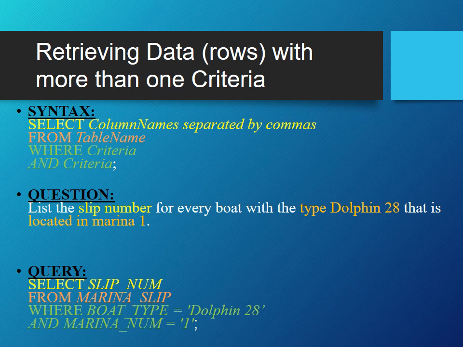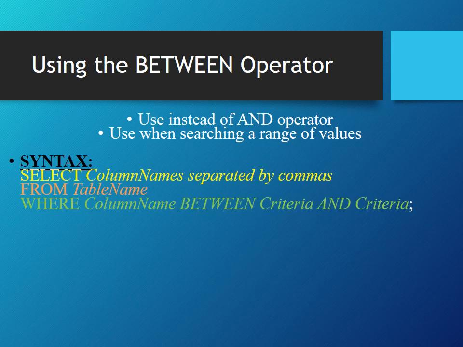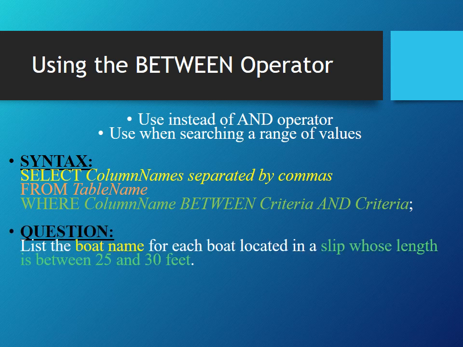Now let's learn about the between operator. The between operator is often used instead of the and operator. You can use it when searching for a range of values. The syntax for the between operator is select column names separated by commas from table name where column name between criteria 1 and criteria 2, and then a semicolon. Notice the keyword between is used in the where clause. Let's apply this to a question.